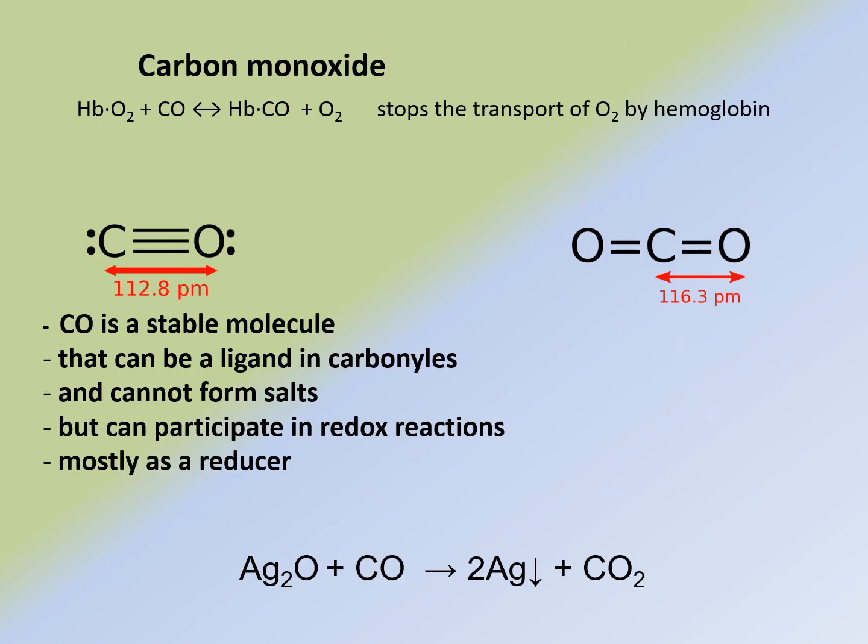Carbon monoxide and carbon dioxide. Please check these differences in the lengths of a bond. So the bond between carbon and oxygen in carbon dioxide has a length of about 116.3 picometers, while the bond in carbon monoxide is shorter, 112.8. So since it is shorter, it means that it's stabilized somehow compared to the bond in CO2.